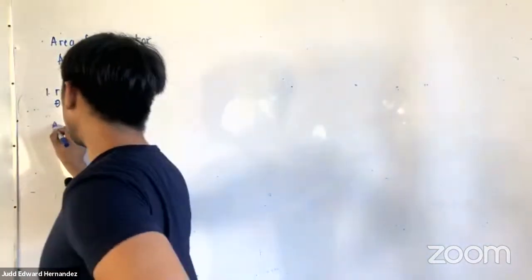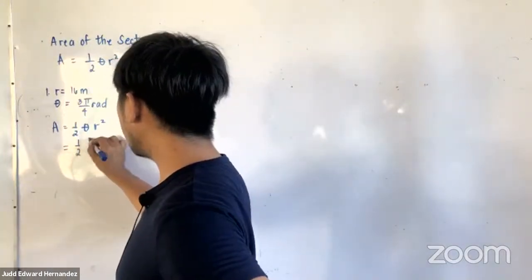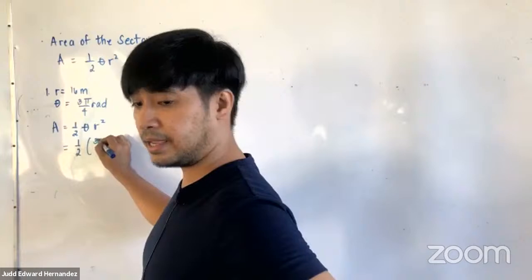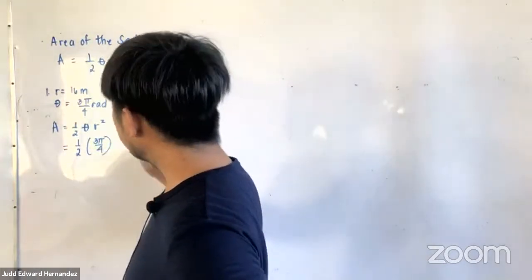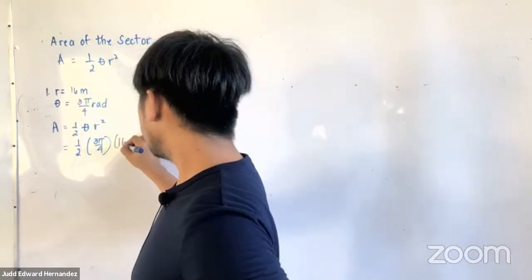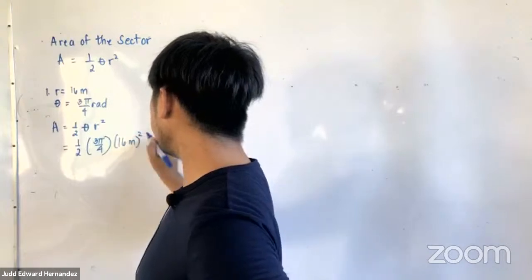So this is just simply substituting the values sa formula natin. So we'll be having 1/2. Our theta is 3 pi over 4. And we'll be having r squared. Therefore, that is 16 squared, 16 meters squared.